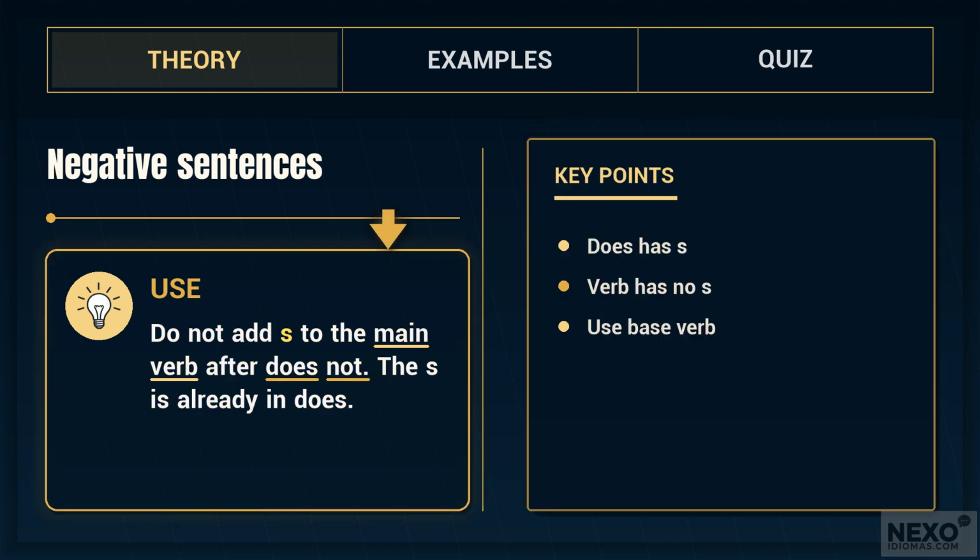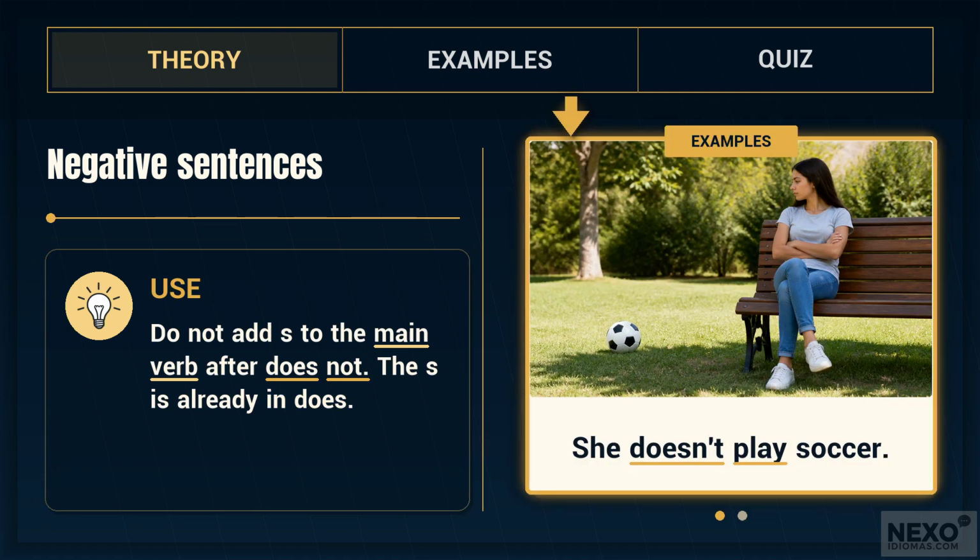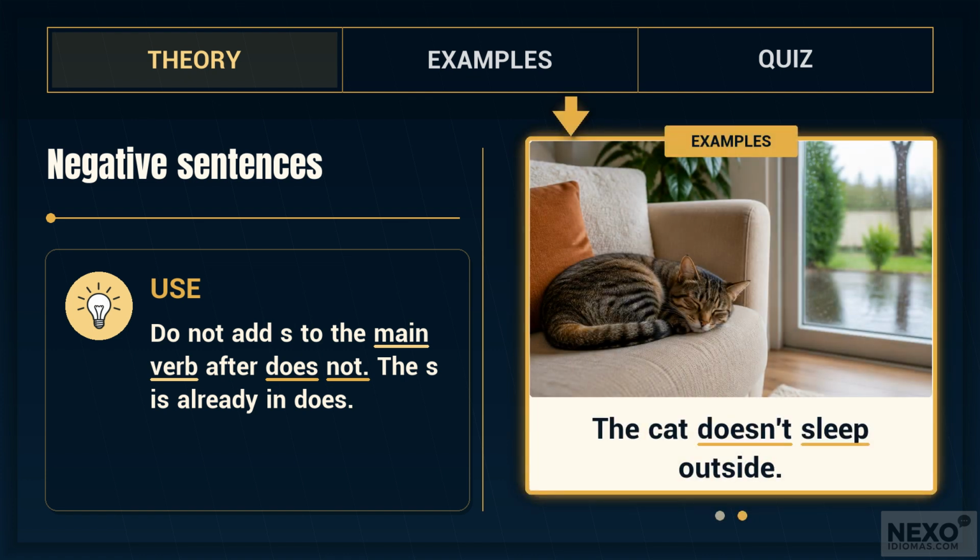Do not add s to the main verb after does not. The s is already in does. Example. She doesn't play soccer. Example. The cat doesn't sleep outside.